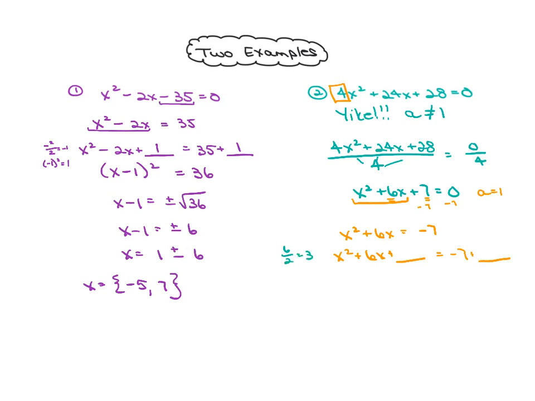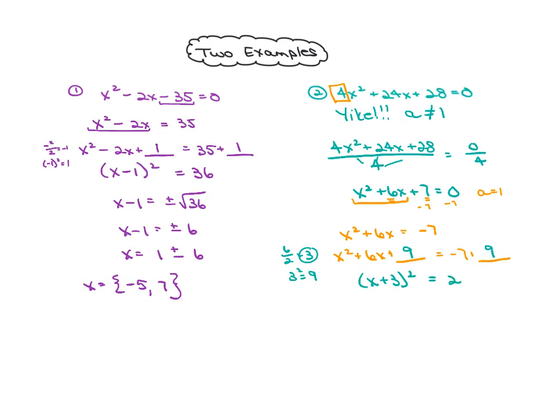It's going to give me 3. And then I know if I take 3 and square it, that's my number to complete the square. So 9 completes the square. And then x squared plus 6x plus 9 is going to factor into the binomial x plus 3 squared. -7 plus 9 is +2.